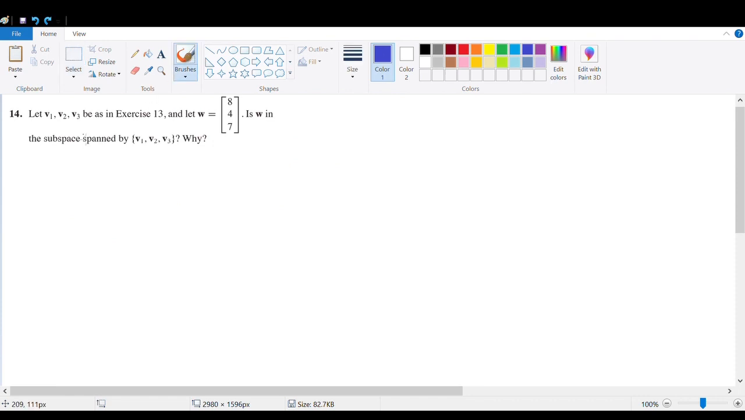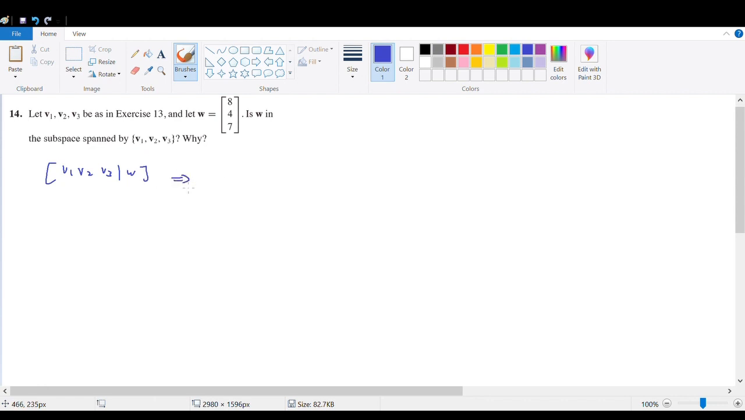In 14, let V1, V2, V3 be as in exercise 13, and let W be 8, 4, 7. Is W in the subspace spanned by V1, V2, V3, and why? Also, we need to solve this one, V1, V2, V3 with this new W. If the system is consistent, that means W is in the subspace spanned by these vectors. But if it is not consistent, that means W is not in the subspace.